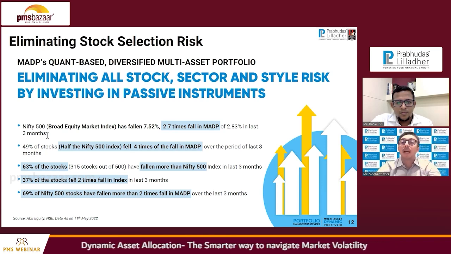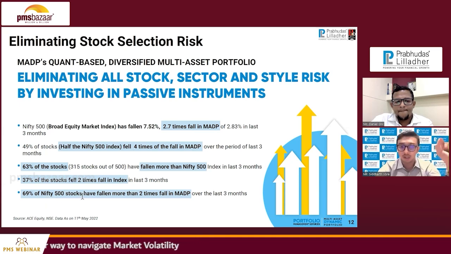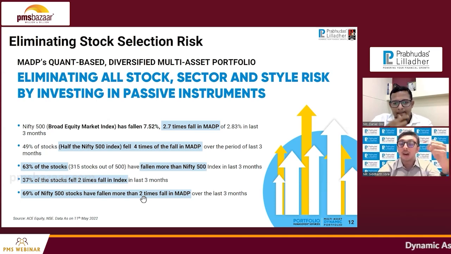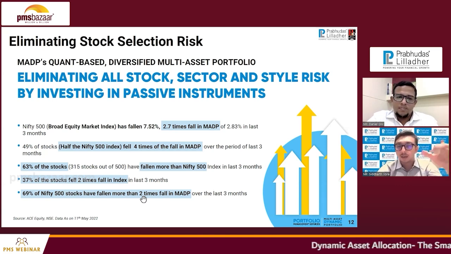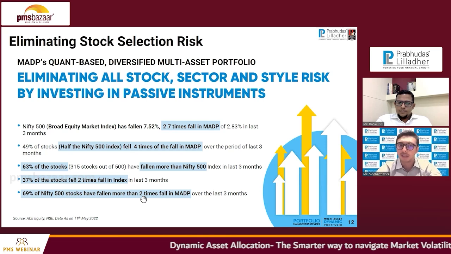It's 2.7 times more than how much MADP has fallen in a similar period. Another important statistic to understand is that 69% of Nifty 500 stocks have fallen more than twice the fall in MADP in the last 3 months. And 49% of Nifty 500 stocks, which is almost half of them, have eroded 4 times the wealth of MADP. So the idea is that by sticking to a passive and dynamic asset allocation approach, we are able to control these market falls to a huge extent.